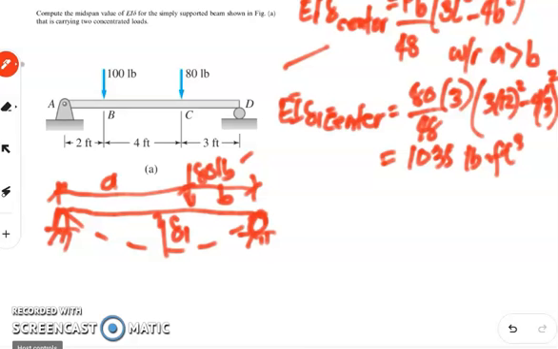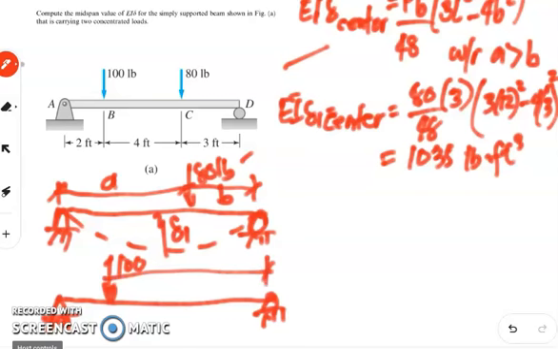The second one is due to the 100 pounds. So we have here the support, and this is our 100 pounds. This is our A, and this is our B. You have to take note that A is always greater than B. So this will be our elastic curve, and this is delta 2.